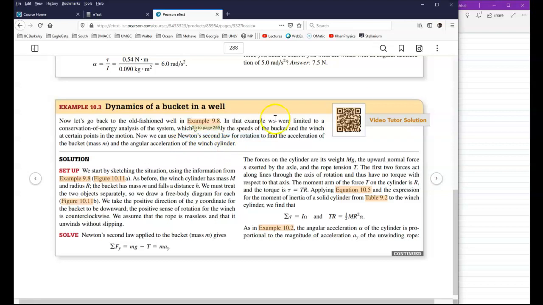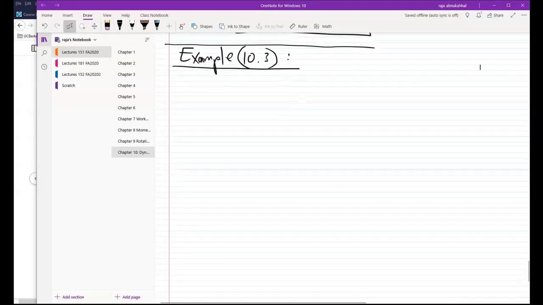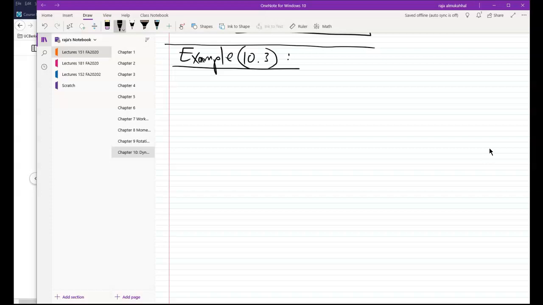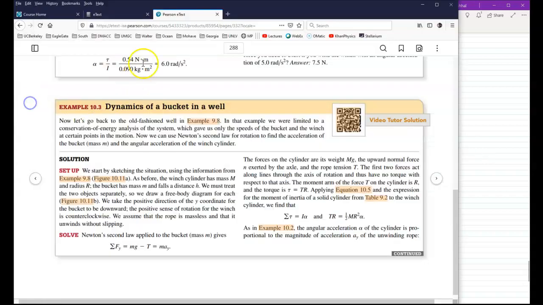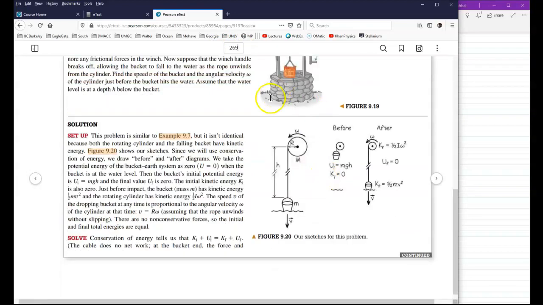Let me draw the picture for you. Basically, you're using this pulley system to draw water from a well. Maybe I should go to the example. Example 9.8, figure 10.11. Trying to find it very quickly. Here it is, on page 269. Just to show you the picture. Kind of a neat picture. Here it is right here.